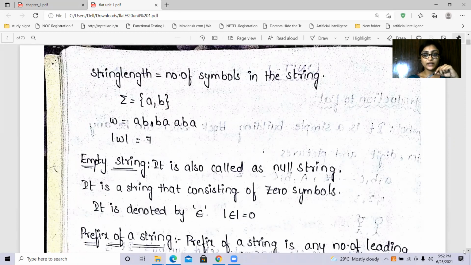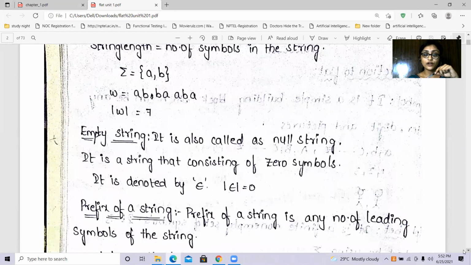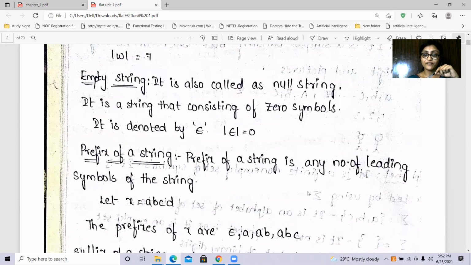And next, coming to the empty string, it is also called a null string. It is a string consisting of 0 symbols. Means if there are no symbols in a given string, then also it is considered as a string and it can be called an empty string. It is denoted by epsilon. And the length of epsilon will always be 0 since we do not have any symbols in that particular string.